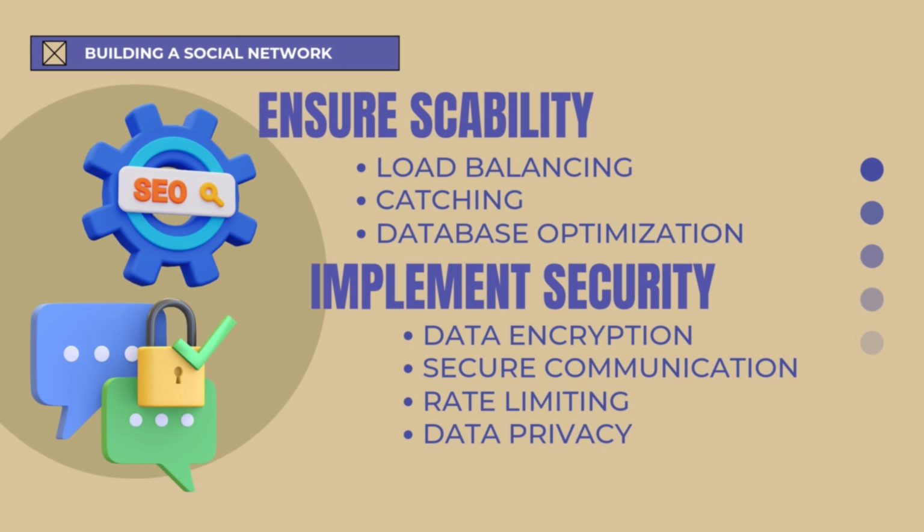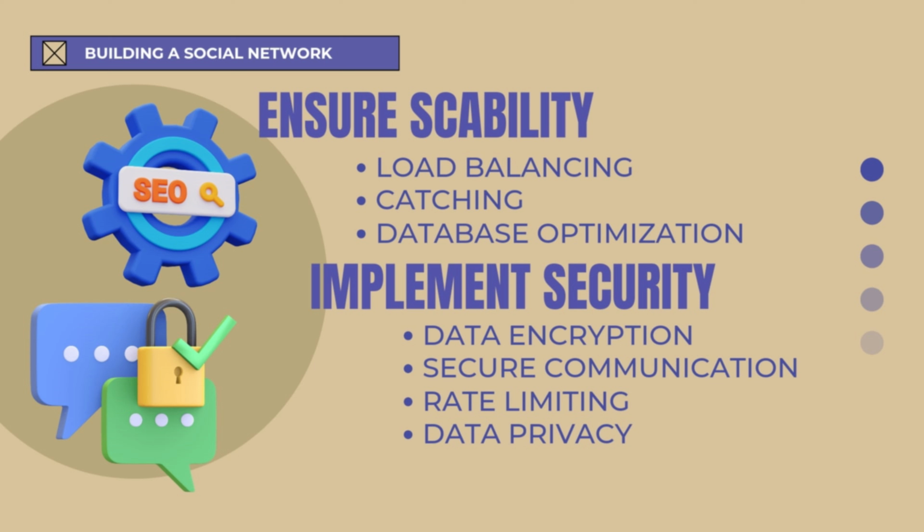Ensure scalability. Ensuring scalability is vital when developing a social network as it needs to handle growing user numbers, increasing traffic, and larger amounts of data over time. Scalability refers to the ability of a system to grow and manage increased demand efficiently without compromising performance or user experience. Load balancing. Use a load balancer to distribute traffic across multiple servers as your network grows.